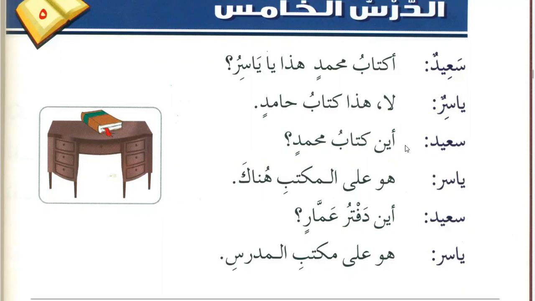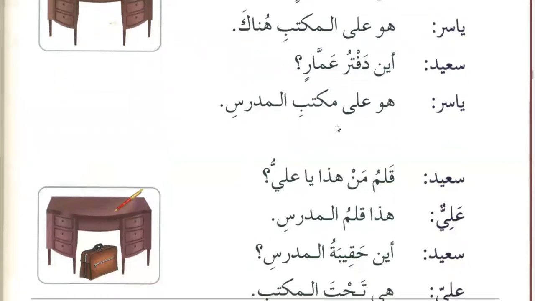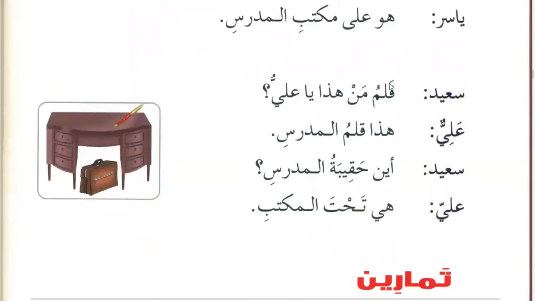Aina kitabu Muhammadin? Where is Muhammad's book? Huwa ala al-maktabi hunaka. It is on top of the desk here. Aina daftaru Ammar? Where is Ammar's notebook? Huwa ala al-maktabi al-mudarrisi. It is on top of the desk of the teacher.